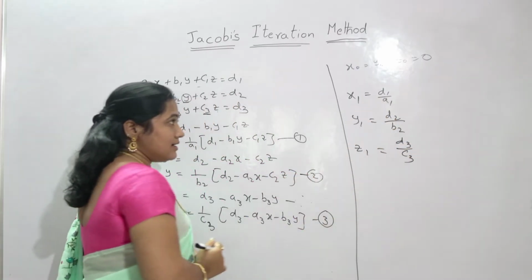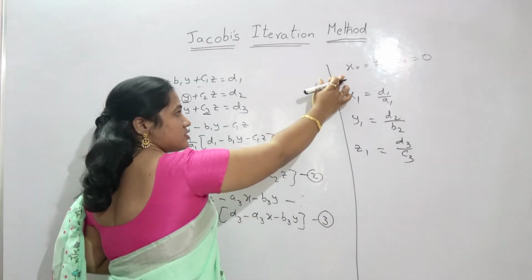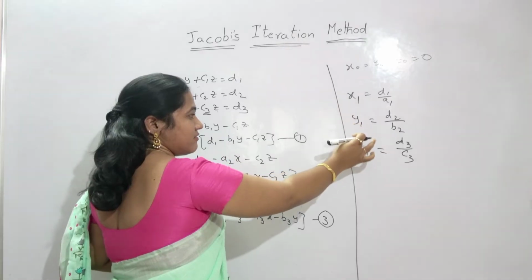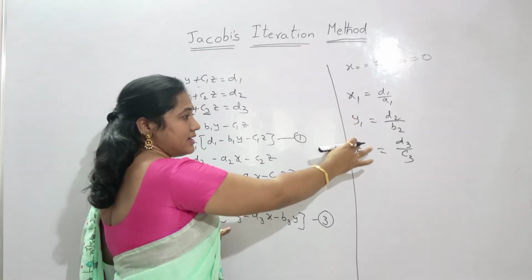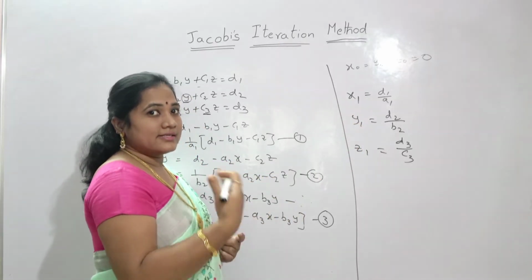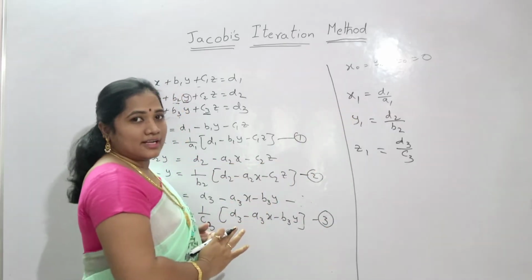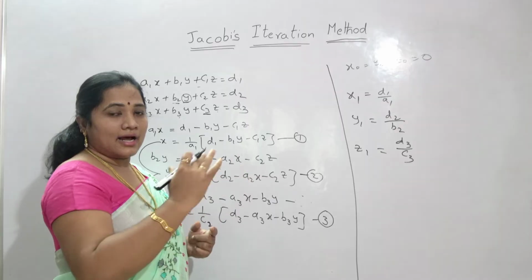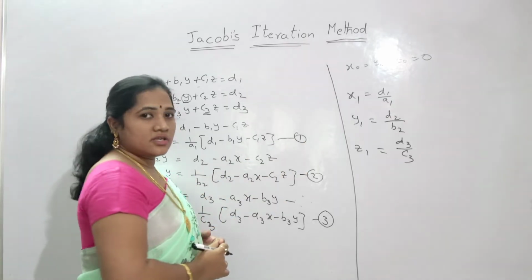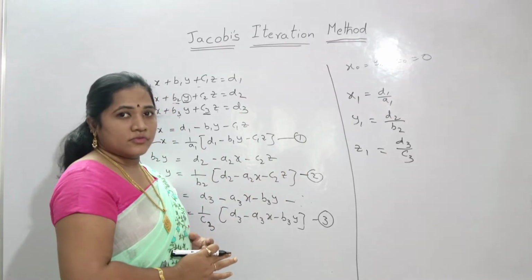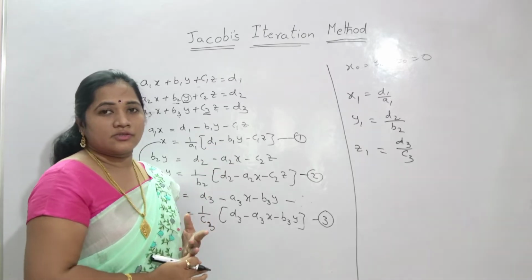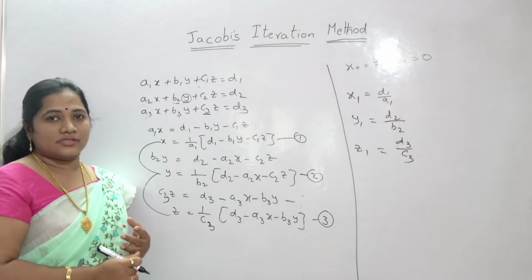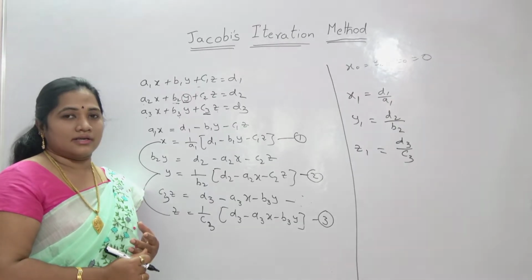So this is the first approximation from x naught, y naught, z naught equals 0, and we will get x1, y1, z1 as some values. For the next approximation, use these values. The same procedure is repeated till the last two approximation values are the same. So this is the procedure to find the solution of simultaneous linear equations using Jacobi's method.